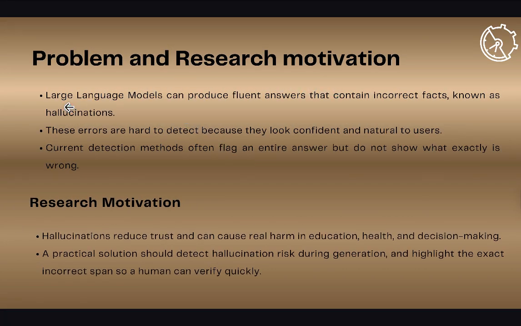Next we will move on to the problem and research motivation. So what is the problem? The main problem is that an LLM can give answers that sound correct but actually contain wrong facts. These mistakes are called hallucinations. The hard part is that hallucinations often look confident, so users may trust them without checking. Also, many existing methods only say the answer is wrong, but they do not clearly show which exact part is wrong.